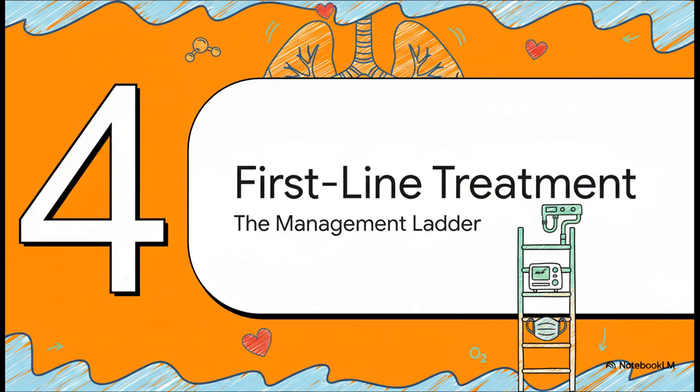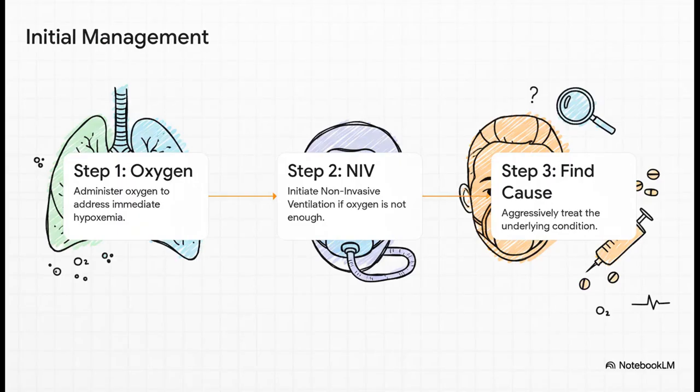And the best way to think about this is like a ladder. You're going to start on the first rung and climb up as you need to. So the first few steps are pretty standard. Number 1, give them oxygen. That's a given. Number 2, if oxygen alone isn't cutting it, you move up to non-invasive ventilation, or NIV. And this is so important. At the exact same time, you have to be treating what caused this in the first place. Giving antibiotics for pneumonia, steroids for a COPD flare, you got to do both simultaneously.